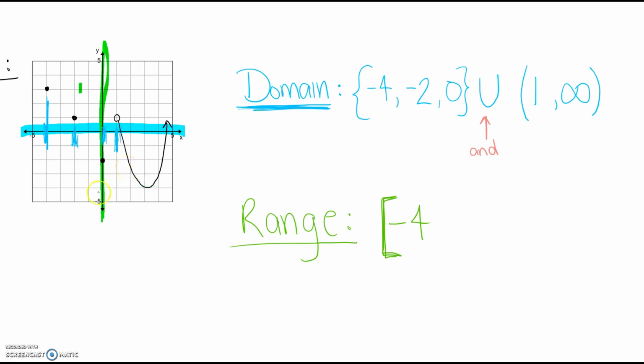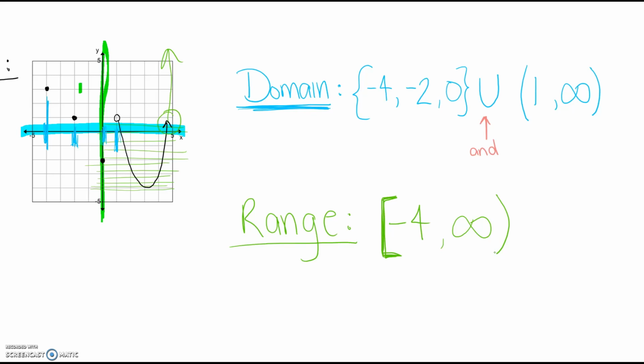Now this is where it's interesting. So we go up, we still have y values, we still have y values. Now because of this arrow, we're going to continue to always have y values. So our range goes from -4 to +infinity with a soft bracket.